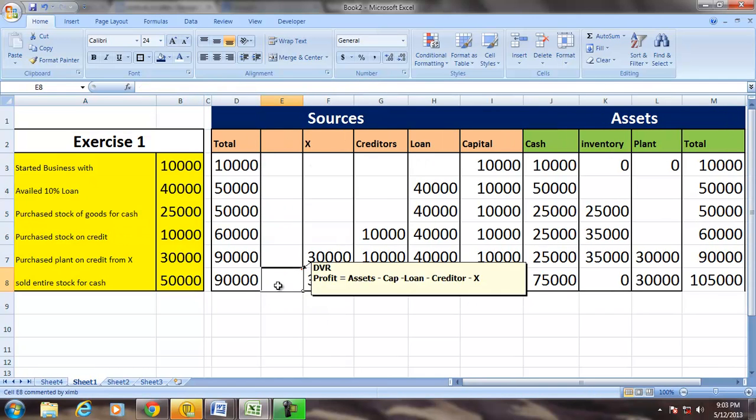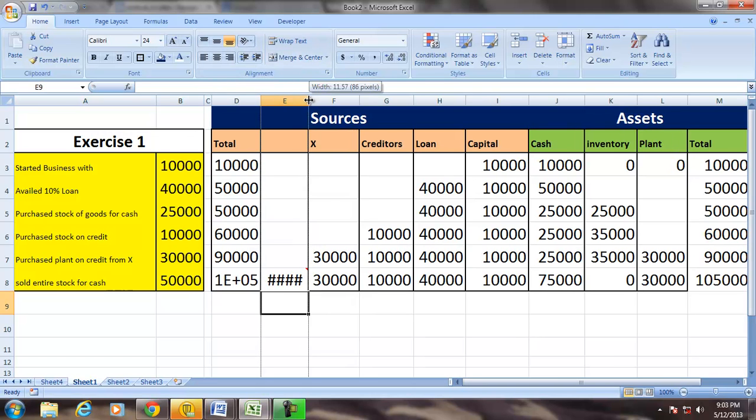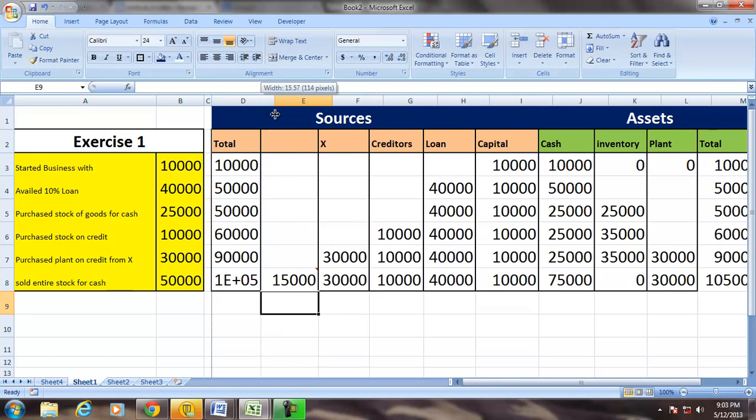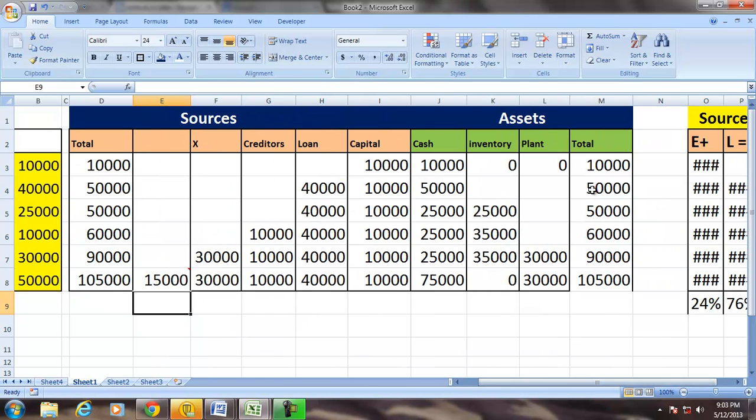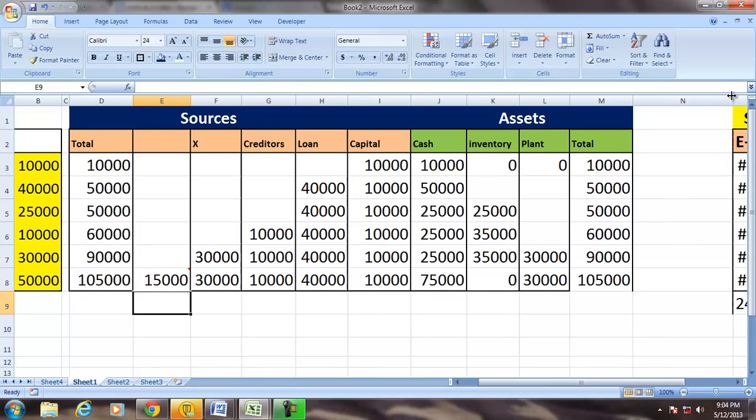So the profit is equal to, in this case, the goods have been sold, 50,000 have been sold, the entire stock has been sold, that is 50,000 minus 35,000. So the stock has been sold at a profit of 15,000. Therefore, whenever there is a transaction, it will affect the accounting equation in such a way that the sources will be equal to the assets.